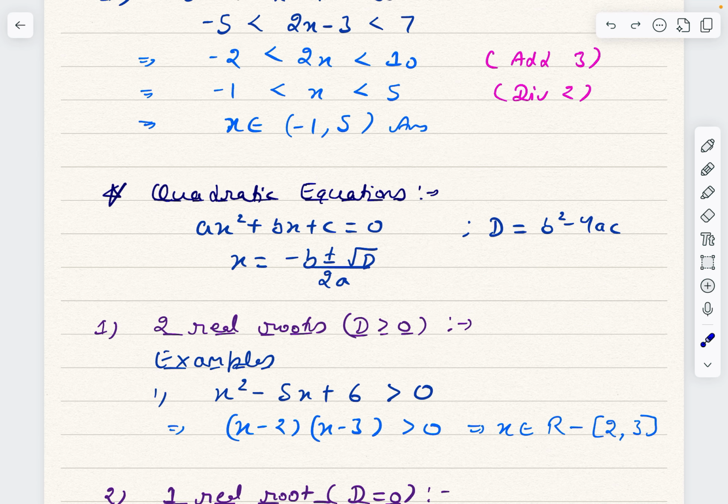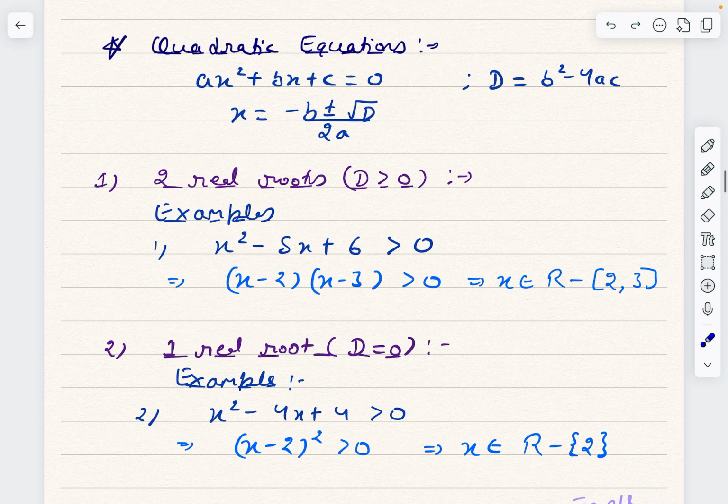Next case, when we have only one real root, the discriminant is equal to 0. With the help of an example, say x square minus 4x plus 4 greater than 0. The discriminant here will come out to be 0. When the discriminant is 0, both the roots are equal and it comes out to be a perfect square. (x minus 2) square greater than 0. You know, (x minus 2) square is always positive except at 2. At 2 the value will be 0. You want greater than 0, so we'll say x belongs to all real numbers except 2, because the value at 2 is 0.